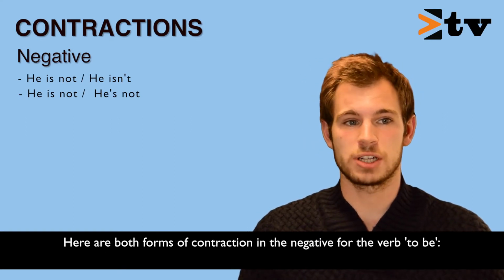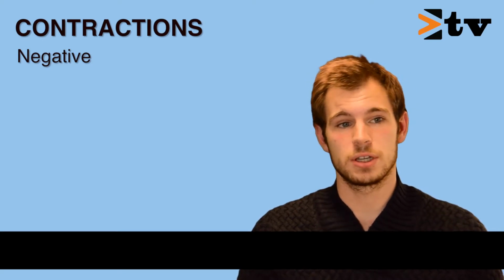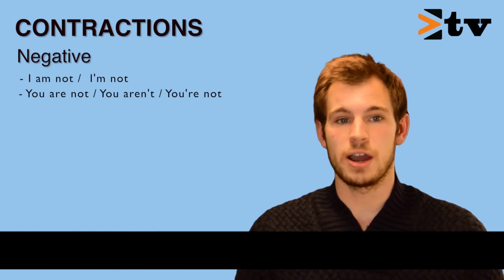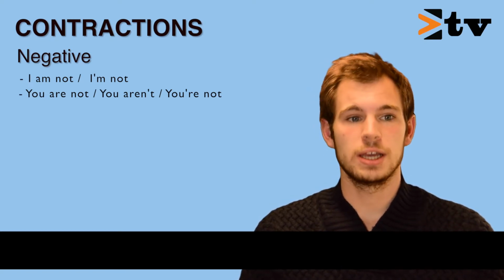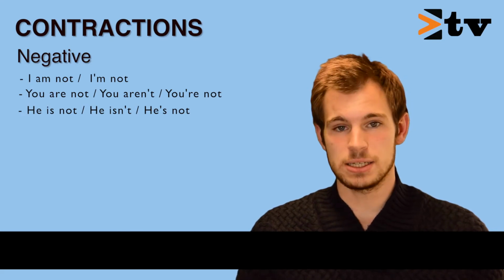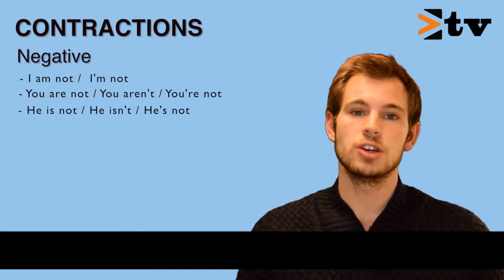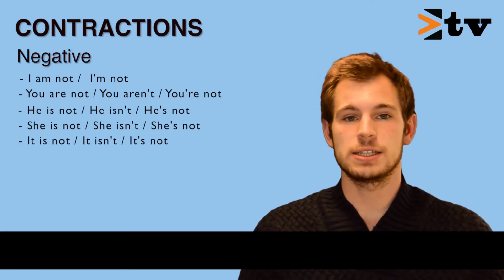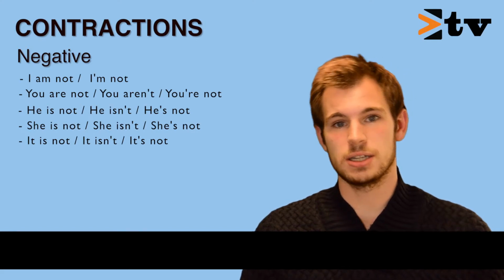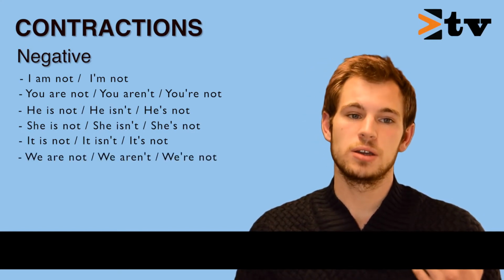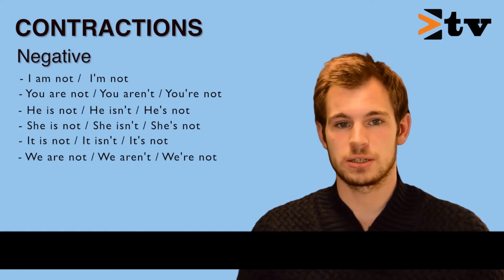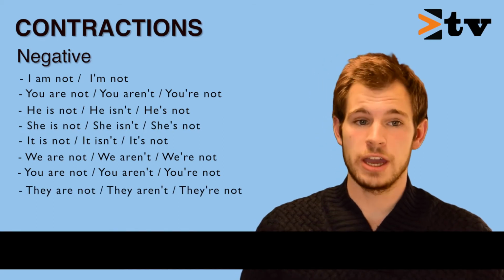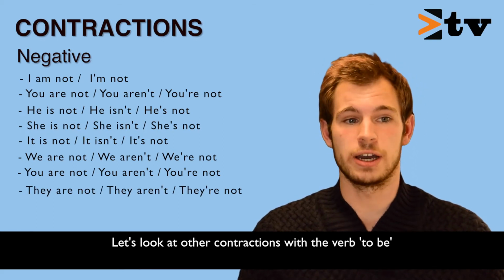Here are both forms of contraction in the negative for the verb to be. I am not, I'm not. You are not, you aren't, or you're not. He is not, he isn't, or he's not. She is not, she isn't, or she's not. It is not, it isn't, it's not. We are not, we aren't, or we're not. You are not, you aren't, you're not. And they are not, they aren't, or they're not.